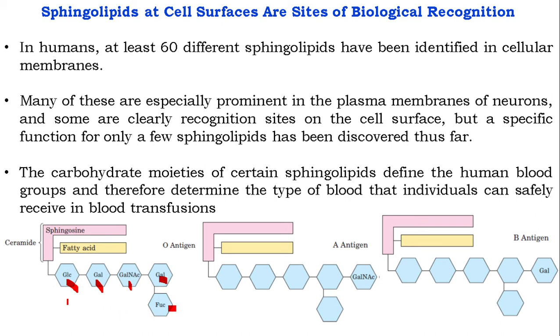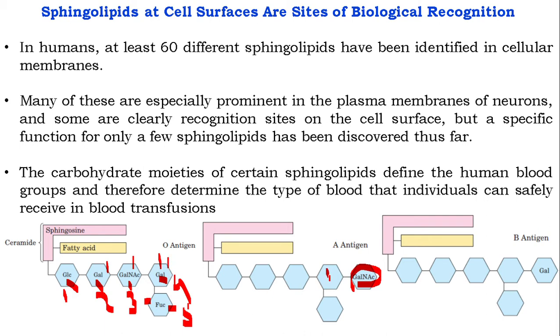You number them: 1, 2, 3, 4, 5. Which are they? Glucose, galactose, N-acetyl galactosamine, galactose and fucose. This is common to all the blood groups mentioned here. Okay. To this, if an N-acetyl galactosamine is added, you see already we have a galactose here. This galactose is this galactose.